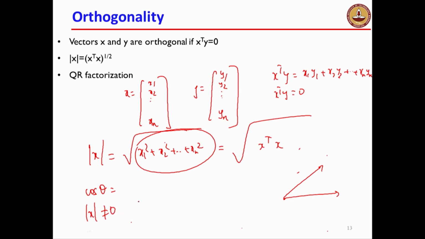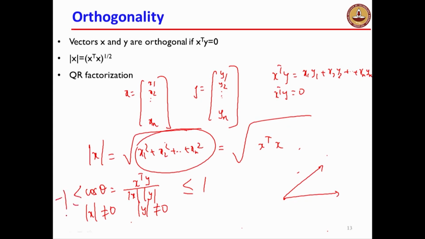So if you want to find the angle between 2 vectors, say x and y, and I know that they are non-zero vectors, which means the length of x is not equal to 0 and the length of y is not equal to 0, the cosine of the angle between them can be defined as x transpose y divided by the length of x times the length of y. And we can also prove, there's a famous inequality called the Cauchy-Schwarz inequality, which says that this is less than or equal to 1 and greater than or equal to minus 1.